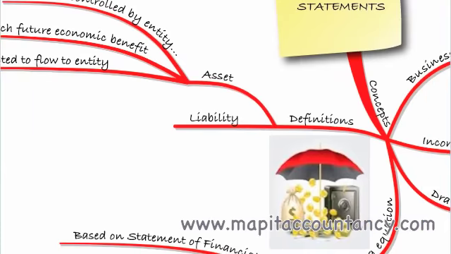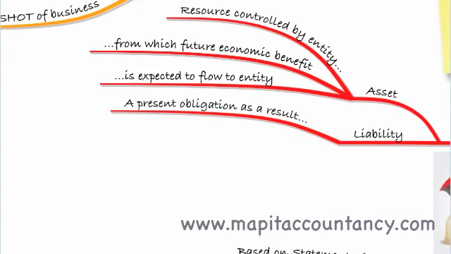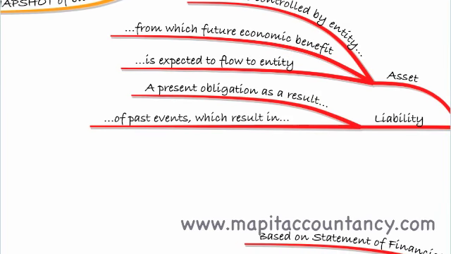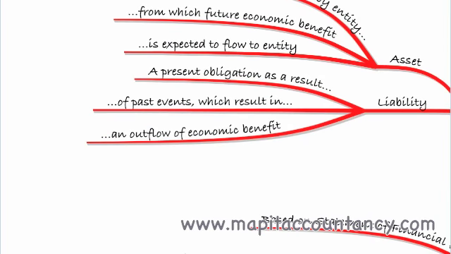As opposed to a liability, which is really the opposite. It's a present obligation as a result of a past event, which results in an outflow of economic benefit. For example, let's say that we bought some goods, but we haven't yet paid for them. Well, we have a present obligation as a result of buying those goods, and we expect it to result in an outflow of economic benefit because we have to pay for those goods. So the obligation was buying them, the past event was buying them, and the outflow of economic benefit will occur when we pay for them. So again, that leads you to that definition of a liability.